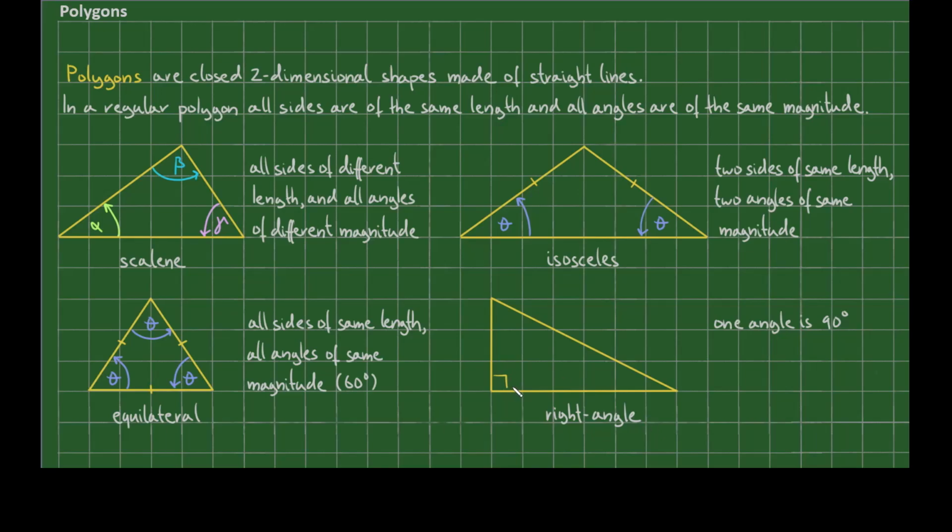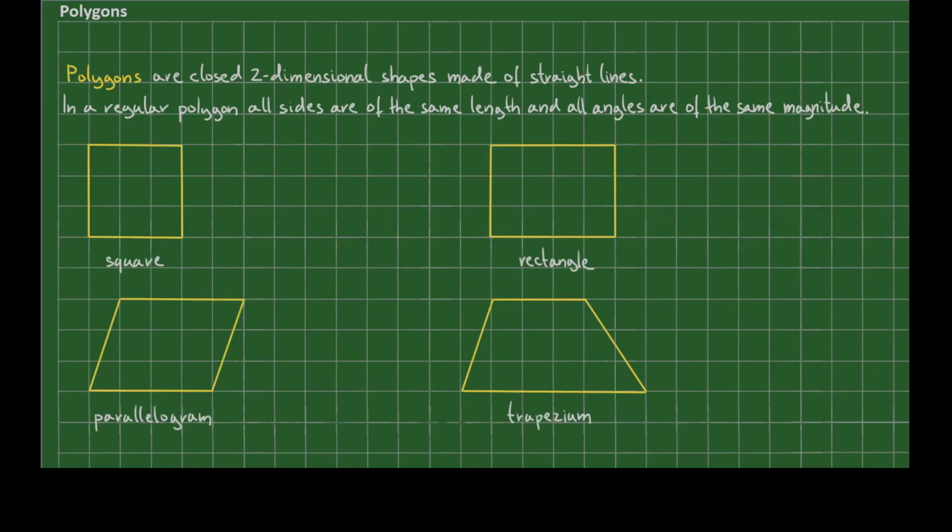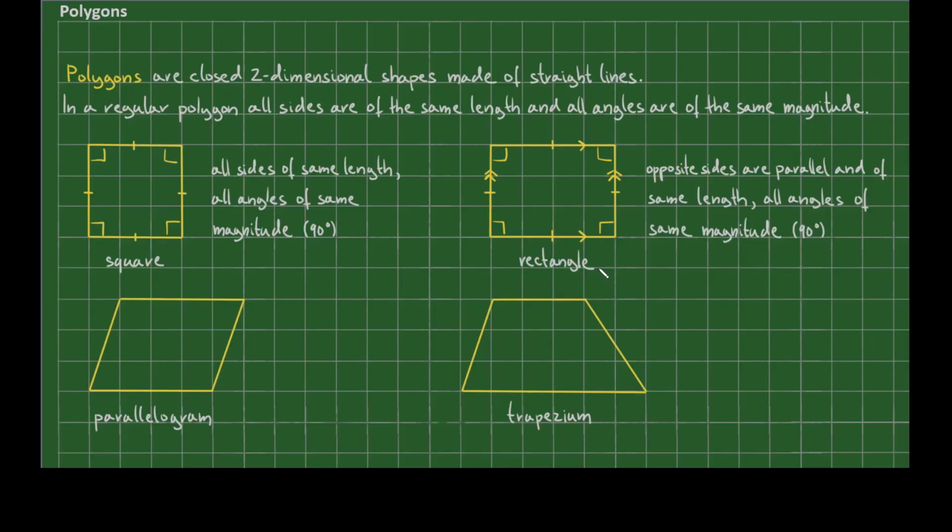Let me move on to quadrilaterals. Quadrilaterals are shapes with four sides, and there are 7 main types. Let's start with a humble square. Here, all sides are of the same length and all angles of the same magnitude of 90 degrees. In case of a rectangle, opposite sides are parallel and of the same length, and all angles, once again, are of the same magnitude of 90 degrees.